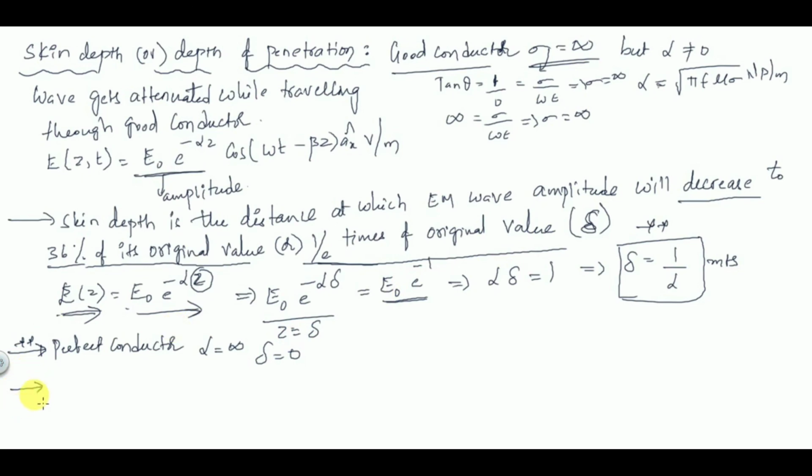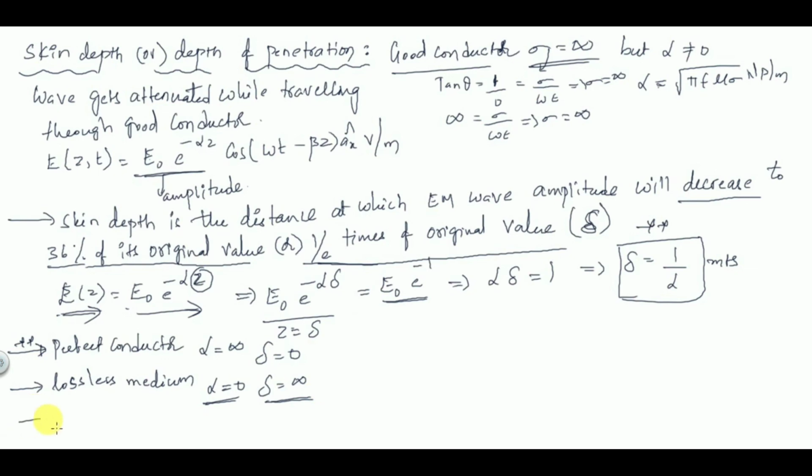Next, lossless medium, which we saw in my previous video. In a lossless medium, alpha value is 0. When alpha is 0, del is equal to infinity. When alpha is equal to 0, there is no attenuation, so there is no decrement of amplitude of the electric field. When there is no decrement, skin depth never arises. So del is equal to infinity.